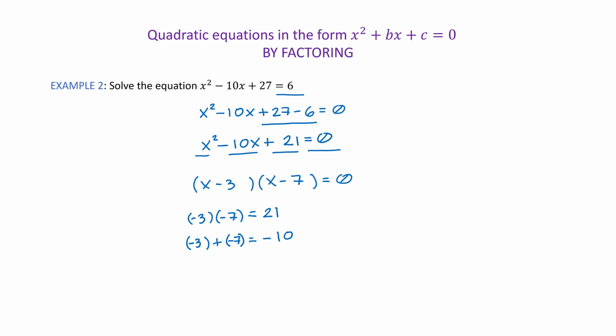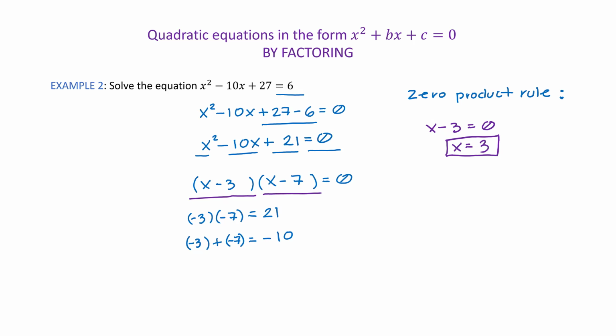Now that we are done factoring, we will find our solutions by applying the zero product rule, where we equalize to 0 each parenthesis. For our first term, we have that x minus 3 equals 0. Therefore, x equals positive 3. This is our first solution. To find our second solution, we do the same with the second term. X minus 7 equals 0. Therefore, x equals plus 7. And this is the solution to our quadratic equation.